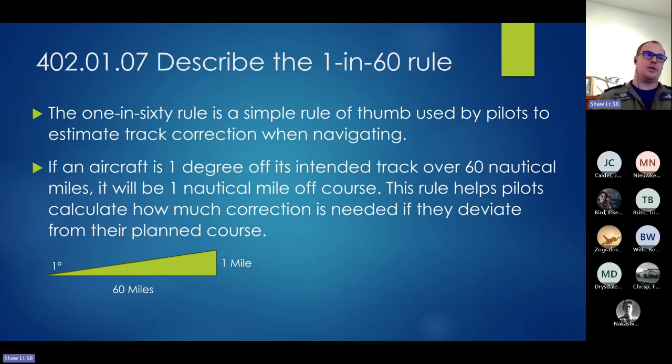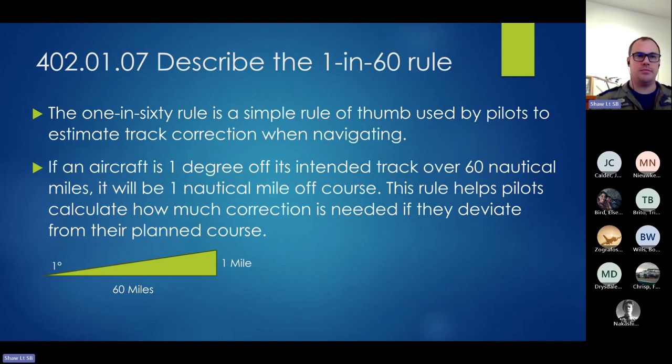But just remember to make sure we read our units. If this comes up as an exercise during a tabletop or something like that, we've got to make sure we get our units first. So everything's in nautical miles or everything's in statute miles. But the example we often use is nautical miles because that's what we use in aviation most of the time. So if an aircraft is 1 degree off its intended track over 60 nautical miles, it will be 1 nautical mile off course. So this rule helps pilots calculate how much correction is needed if they deviate from our planned course. So we'll go through a couple of examples.